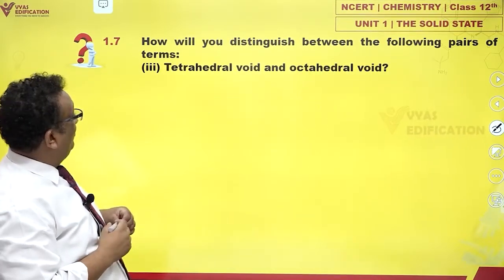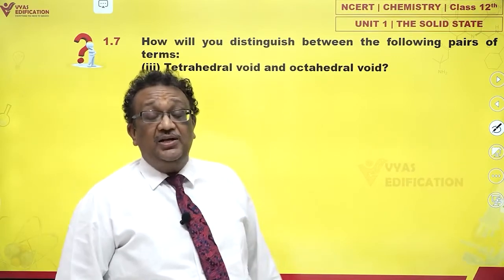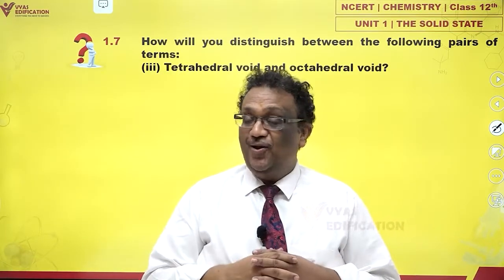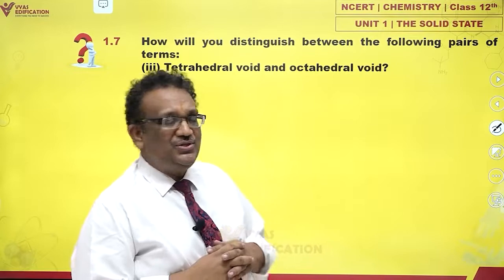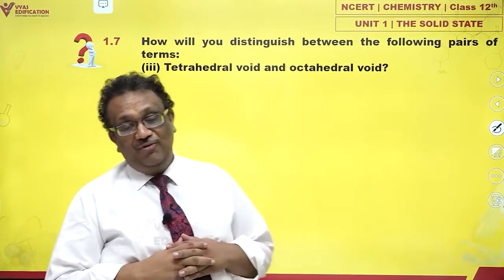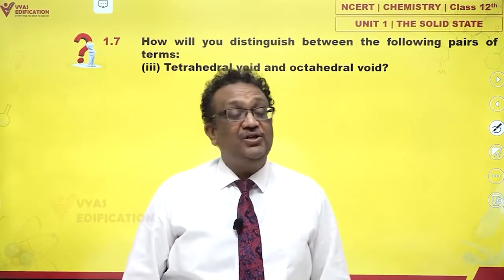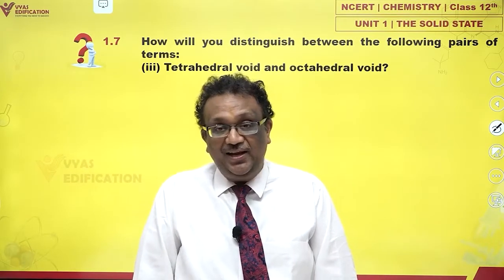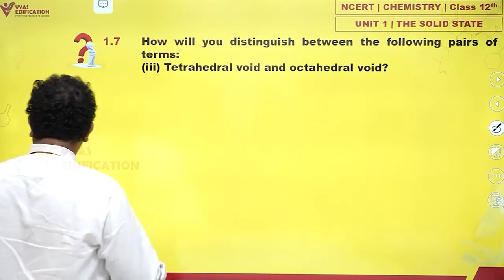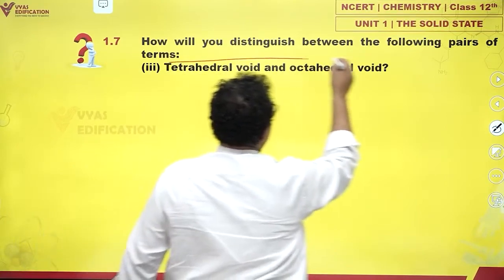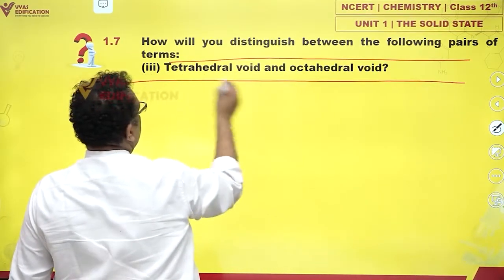How will you distinguish between the following pair of terms: a tetrahedral void and an octahedral void? Now this is a very important question. Why? Because both these voids are very crucial in understanding solid state. How do we answer this? Let's try to write down the points of distinction. And you must remember these points very carefully.